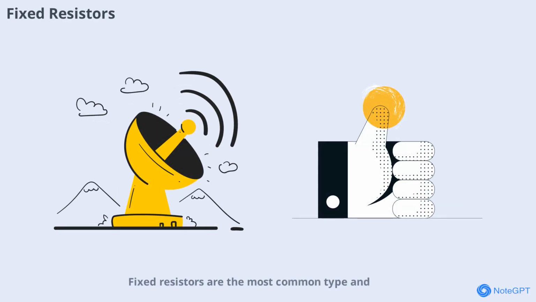Fixed resistors are the most common type and have a resistance value that does not change. They are used in countless electronic devices to set current and voltage levels. These resistors are reliable, cost-effective, and available in a wide range of values and power ratings. Their simplicity makes them a staple in both professional and hobbyist circuits.